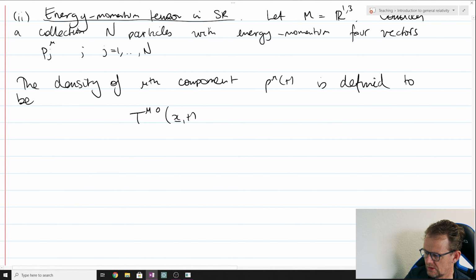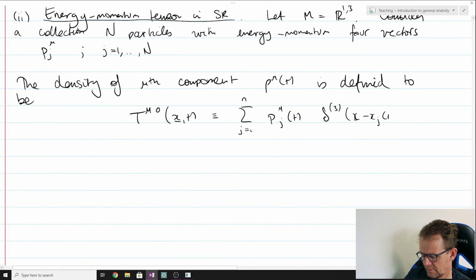And we can simply ask how much mu-component momentum is there at a given point in space-time? Well, the answer is either 0, because there may be no particles there, or if there is a particle there, then the distribution is highly concentrated where the particle actually is, with a delta function. So this quantity here, T^{mu 0}, is a distribution function. It tells us how much mu component of 4-momentum there is at a given point in space-time.